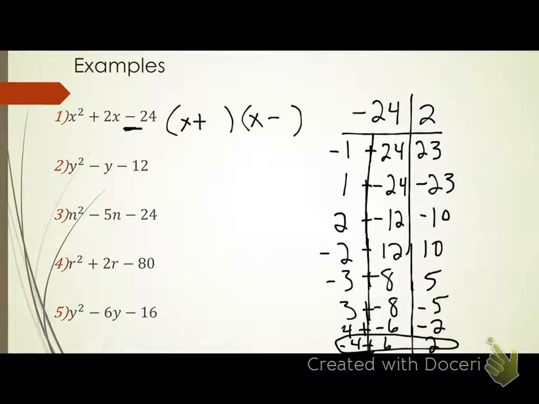So, negative 4 and positive 6 are my two factors. So I need to plug those in, but be very, very careful. Don't just go be all ambitious and throw your 4 here and your 6 here. Is that correct? No, it's not.